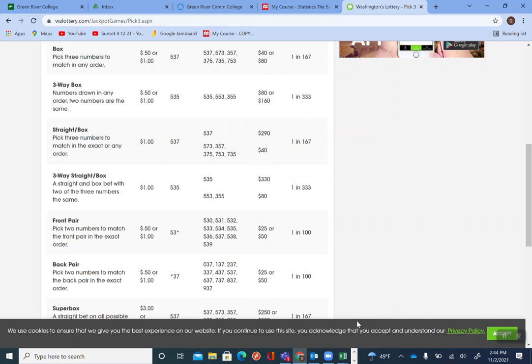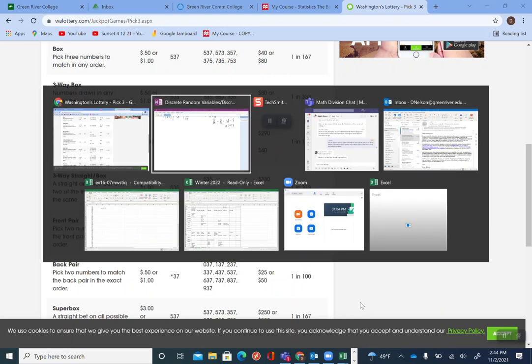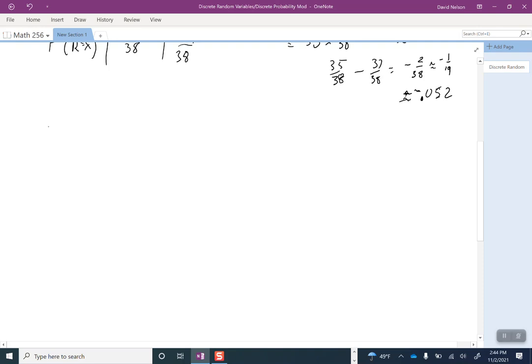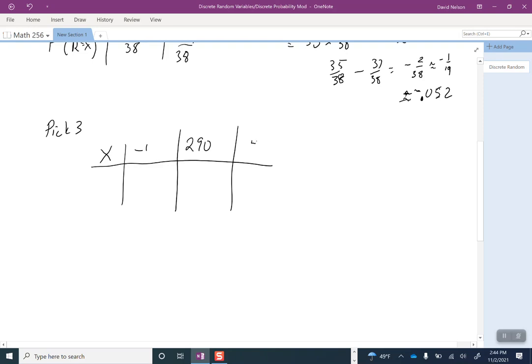If we look at our winnings from the player's perspective, so the pick 3, you've got the outcome, we'll just call it X this time, and you're either going to lose $1, you can win $290, or you can win $40. So there's 3 possible outcomes, and we want to know the probability of each of those outcomes. What's the probability that we'll start at the $290? Well, the probability of winning the 290 is 1 in 1,000.